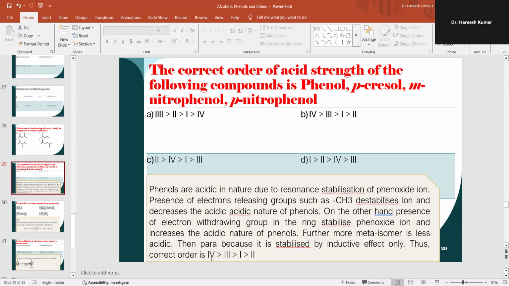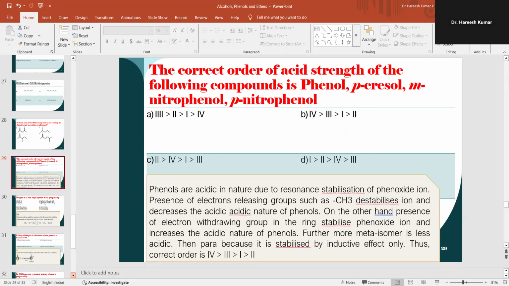What is the fourth one? Paranitrophenol is more acidic compared to the metanitrophenol. Metanitrophenol is more acidic compared to the phenol. Phenol is more acidic compared to the paracresol. This is because of the electron donating nature. In paracresol, CH3 is the electron donating group which is present. That's the reason this is less acidic.